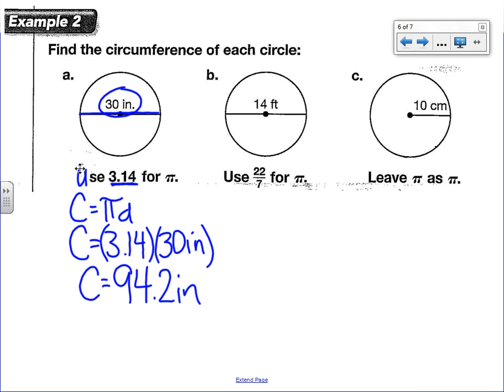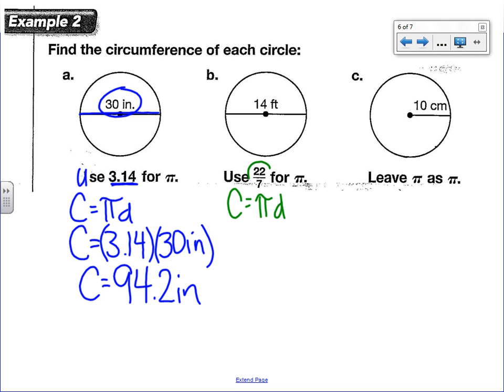On B, it's asking us for the same thing. It wants us to find the circumference. So again, I'm going to start with C equals pi times diameter. Now wait a second, I just wrote the formula. Do I have to write it again? Yes, you have to write it again. Every time that you find the circumference, I expect you to write the formula. So I have C equals pi times diameter.